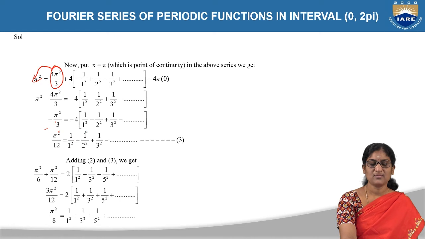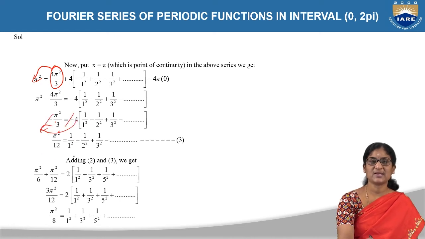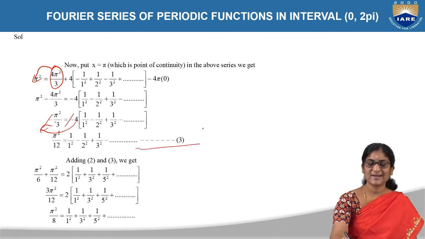So therefore, if you bring this 4 on the other side and the negative term gets cancelled, we are going to get 1 by 1 square minus 1 by 2 square plus 1 by 3 square, so on till infinity, is nothing but pi square by 12, which is the second deduction of the equation. Similarly, we need to get the third deduction.